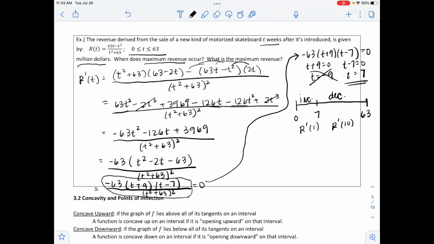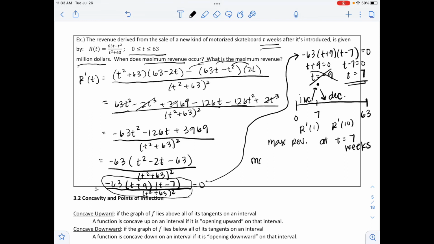And so since it's going from increasing to decreasing, that means that we have a max. So we maximize our revenue at t equals 7, and our units again up above are weeks. So we maximize our revenue at 7 weeks.